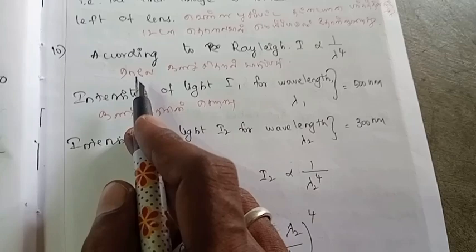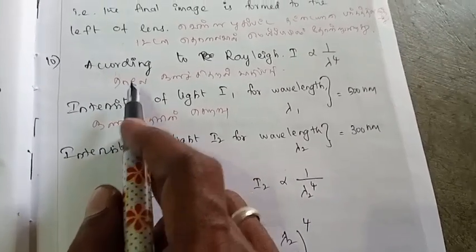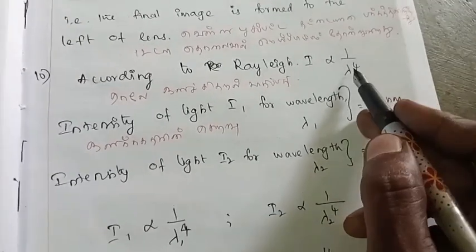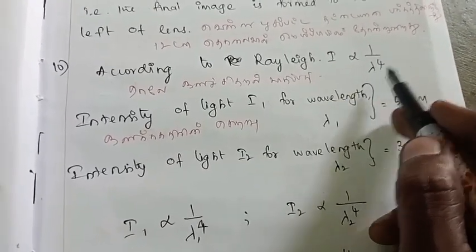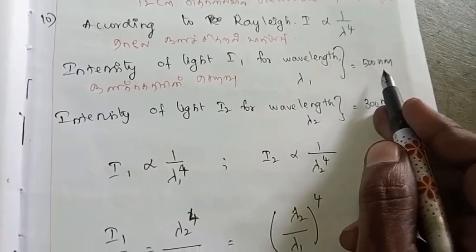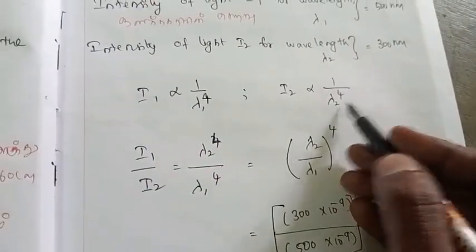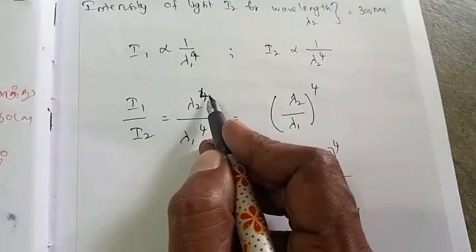So next, the tenth question: find the ratio between the intensities of light of wavelength 500 nanometer and 300 nanometer which undergo Rayleigh scattering. According to Rayleigh scattering, intensity is proportional to the inverse fourth power of wavelength. So I is proportional to 1 by lambda power 4. The first wavelength is 500 nanometer, the second wavelength is 300 nanometer. So I1 is proportional to 1 by lambda1 power 4, I2 is proportional to 1 by lambda2 power 4. So I1 divided by I2 is lambda2 divided by lambda1, whole power 4.